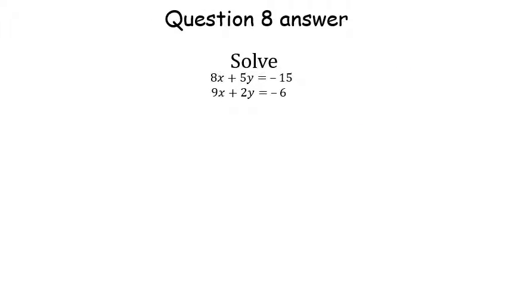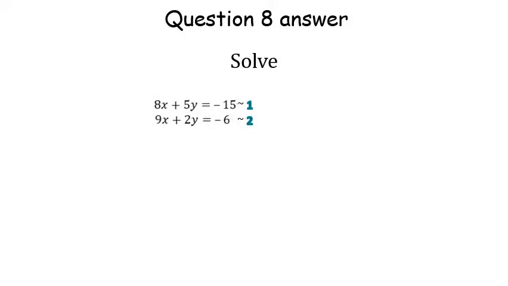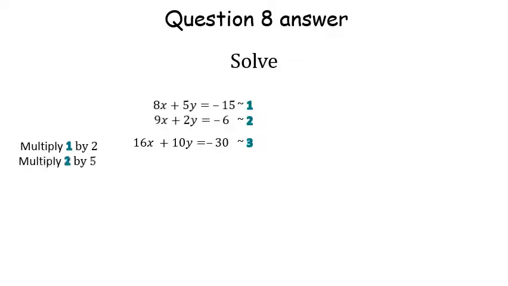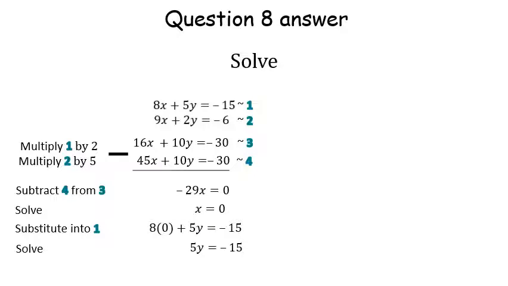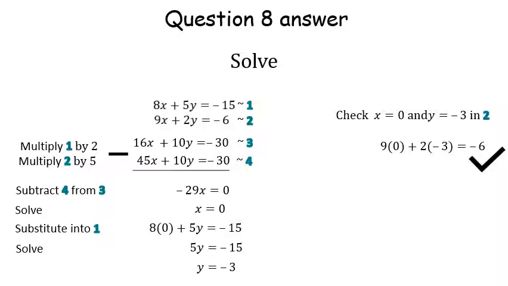Question 8. I've started by naming the equations equation 1 and 2, but then I've multiplied the second equation by 5 and the first equation by 2 and renamed them 3 and 4. I subtracted equation 4 from equation 3 and solved to get x equals 0. Substituting x equals 0 into the first equation, I solved and then got y equals minus 3. Checking both answers in the second equation, I got x equals 0 and y equals minus 3.